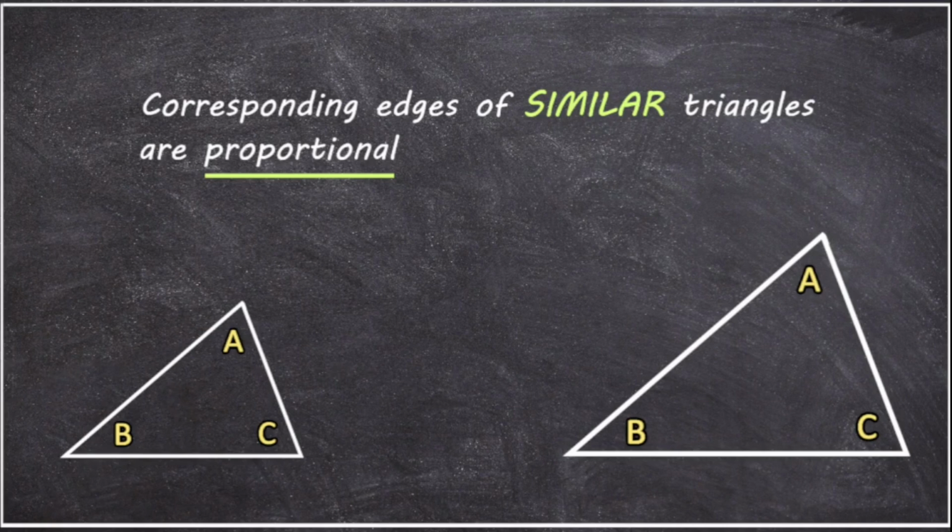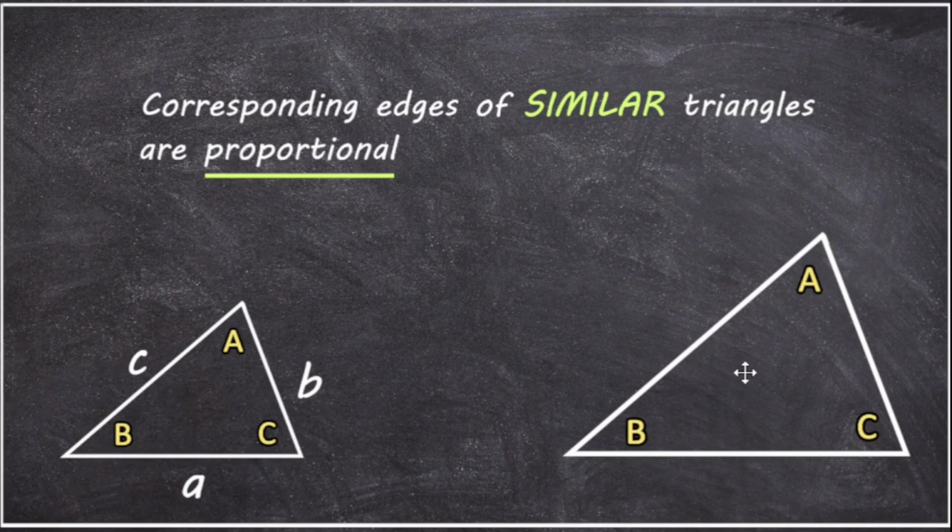And just as a reminder, what we mean by corresponding edges of similar triangles is that two edges that sit between the same two angles on each triangle are corresponding. So for example, the base edge of both triangles sits between the angles B and C, so these two edges are corresponding. I'll label the edges of the smaller triangle with lowercase letters.